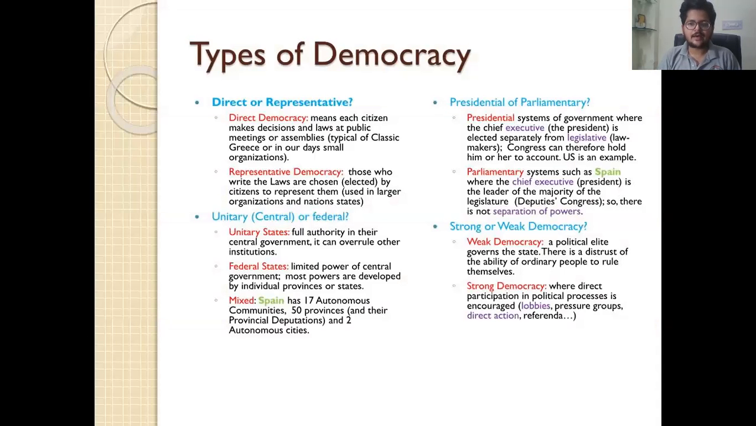We have four categories of democracy, which you can see in your slide. First is direct democracy and indirect democracy. Indirect democracy is also called representative democracy. So what is direct democracy? Direct democracy means each citizen makes decisions and laws at public meetings or assemblies, as in classical Greece, or in small organizations today.